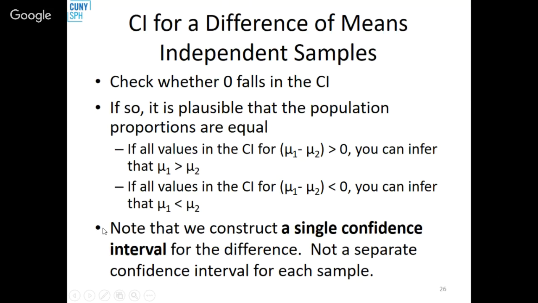But the key thing I want to highlight here is that you construct a single confidence interval, whether it's paired dependent samples or 2 independent samples. We construct a single confidence interval on that difference in the means. We're not constructing 2 confidence intervals, one for each mean, at least not for comparing those groups. So not a separate confidence interval for each sample. That's a kind of common misconception among introductory biostatistics students.